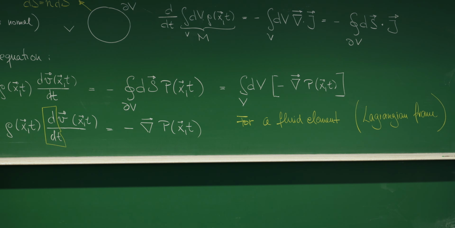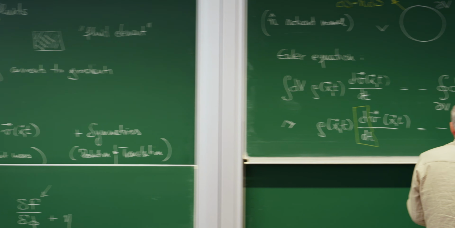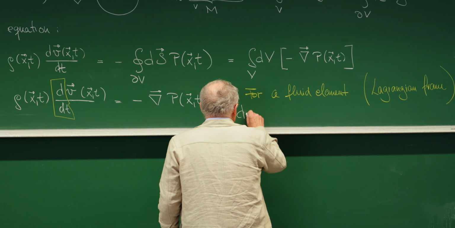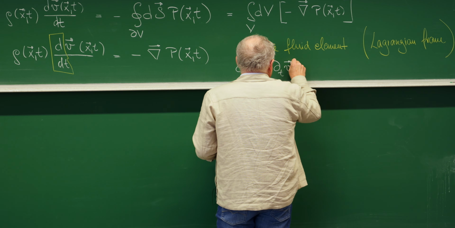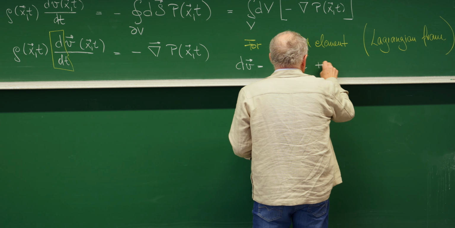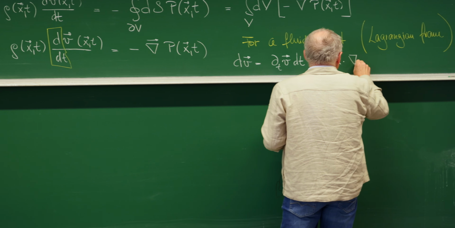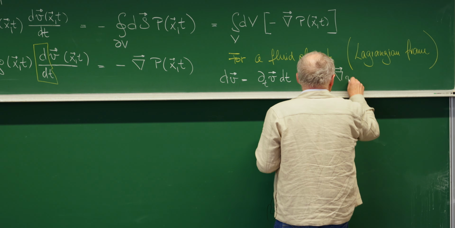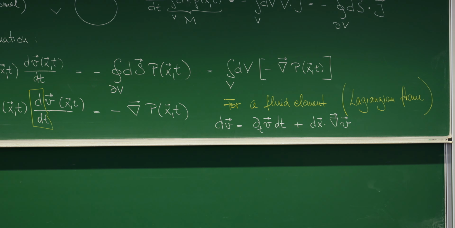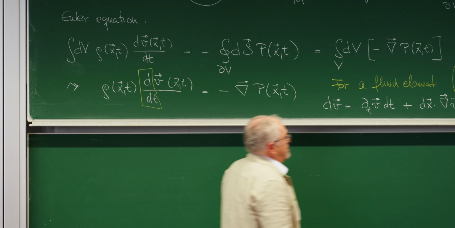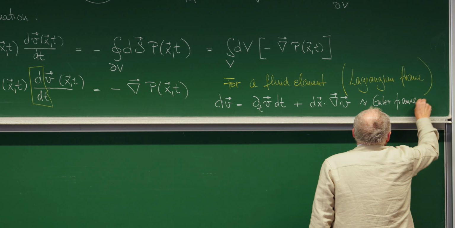If you would like to write this in the lab frame, so in the Eulerian frame, what you have to account for is that actually dV comes from the partial derivative of the velocity times dt, and then a term that comes from the gradient, the divergence of v here. Okay. And that brings me then to the Euler frame, which is the lab frame.